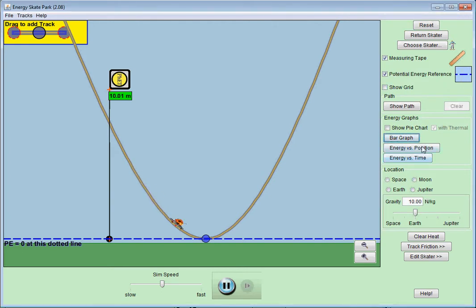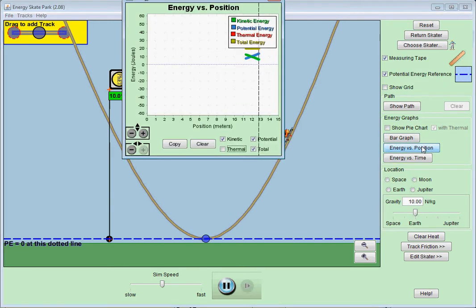The other graph we'll look at is the energy versus position. So the left-right position of the bug is on the x-axis. So this is essentially x equals 0 over here, and roughly x equals 15 way over here. And this shows the energy graph, the total energy, the kinetic energy again in green, and blue is the potential energy. And you should be able to answer some questions about that too.